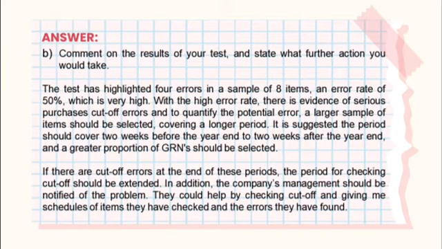If there are cut-off errors at the ends of this period, for example 2 weeks before the year end and 2 weeks after the year end, the period for checking cut-off should be extended. In addition, the company management should be notified of the problem. They could help by checking cut-off and giving me a schedule of the items they have checked and the errors they have found.